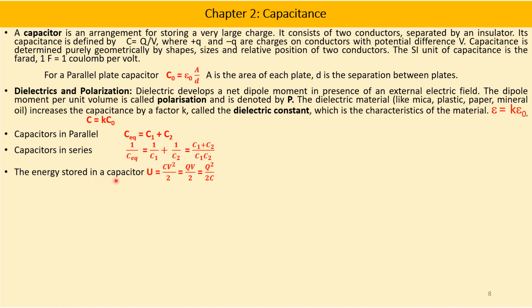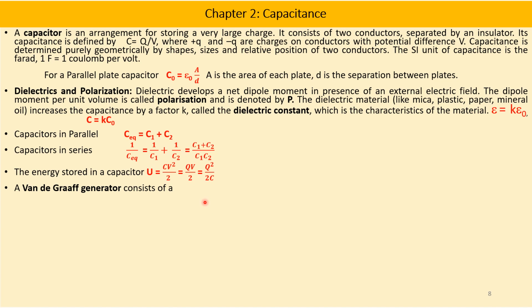The energy stored in a capacitor is given by U is equal to CV square by 2, that is half CV square, or Q into V divided by 2, or Q square divided by 2C. For details, please click the link given in the description part of this video.